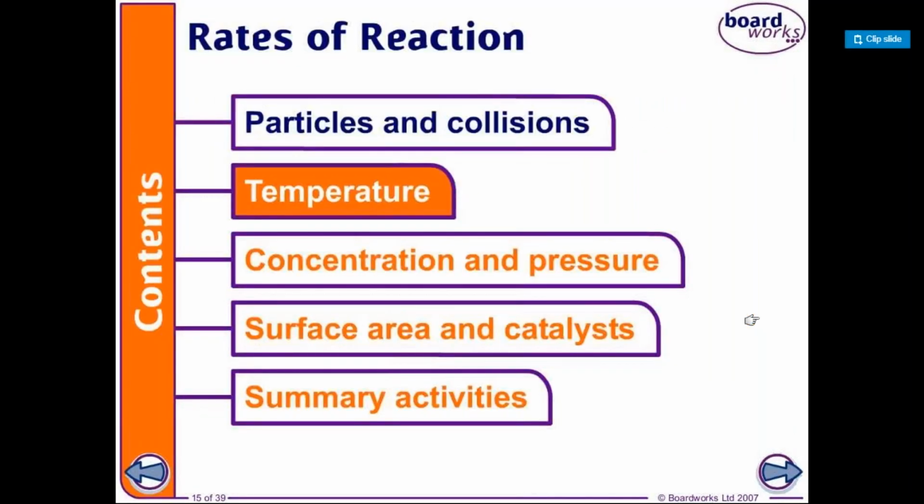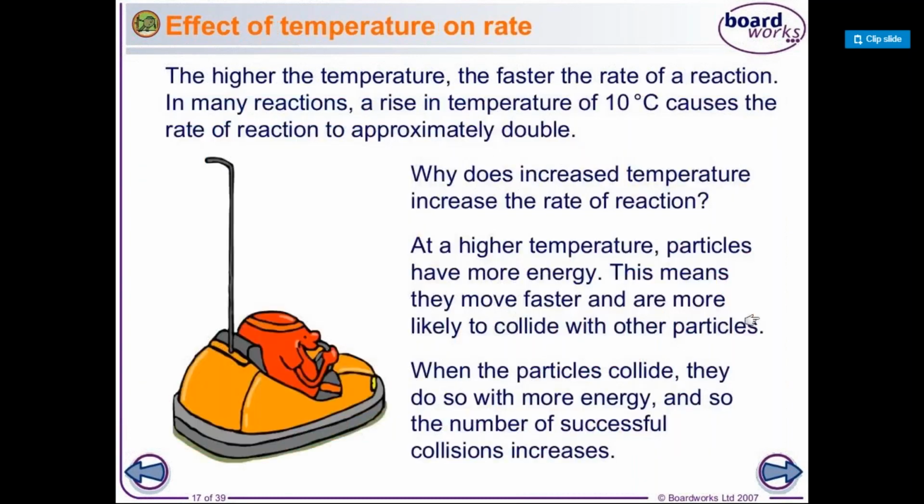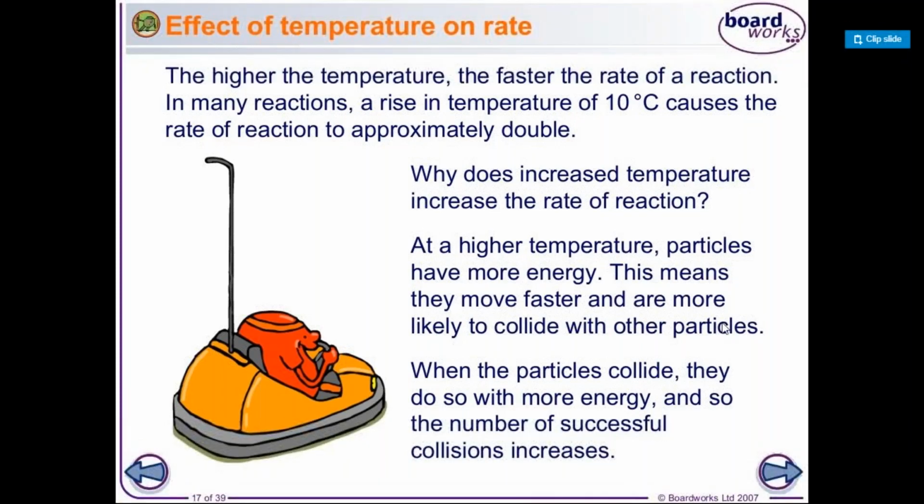Okay, let's speak first of all about the first factor which affects the rate of reactions. It's the temperature. How does the temperature affect the rate of particle collision? You know that when the temperature is increasing, it's increasing first of all the rate of diffusion. If the rate of diffusion is increasing, it means that the particles are colliding with each other faster. The higher the temperature, the faster the rate of reaction. In many reactions, a rise in temperature of 10 degrees causes the rate of reaction to approximately double.